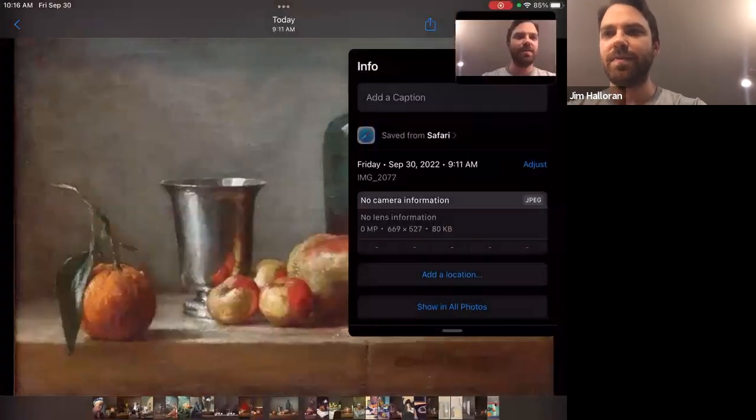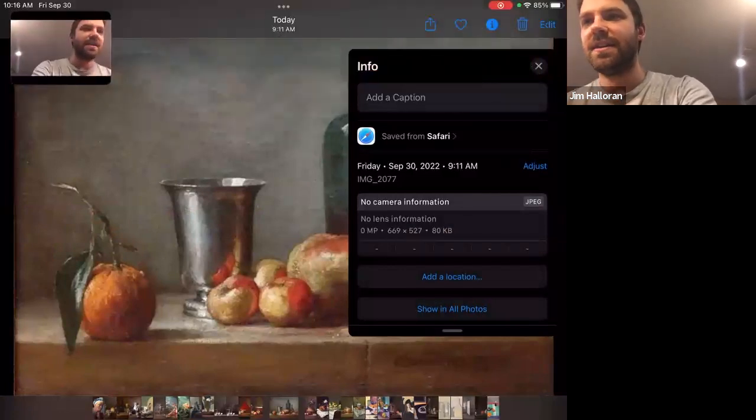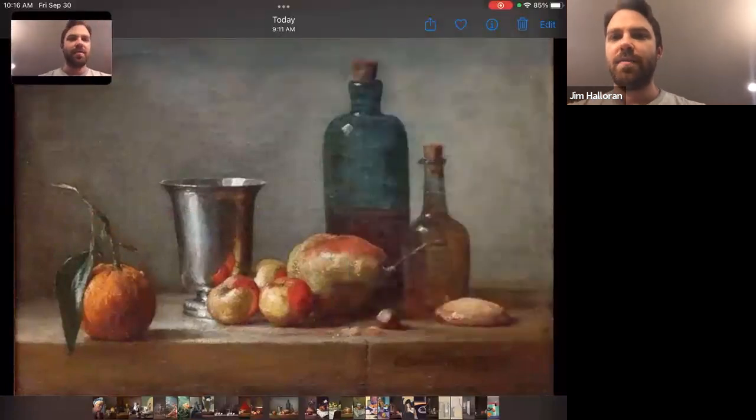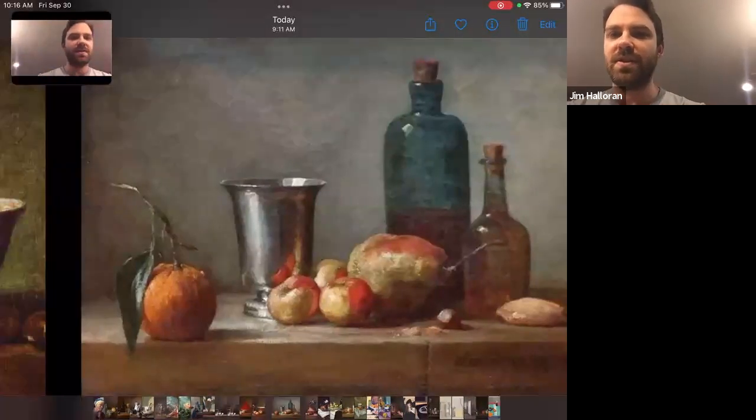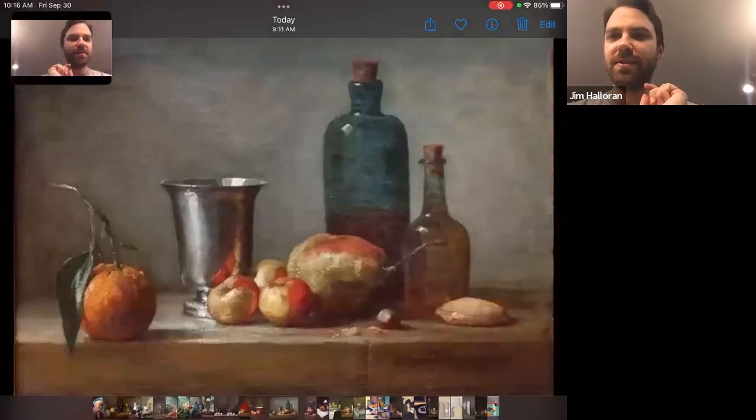Just to show you, that goblet shows up again here. Oop. Let me get rid of that. Excuse me. But that silver cup shows up. He would use the same objects over and over again. Even those apples, don't they look similar?